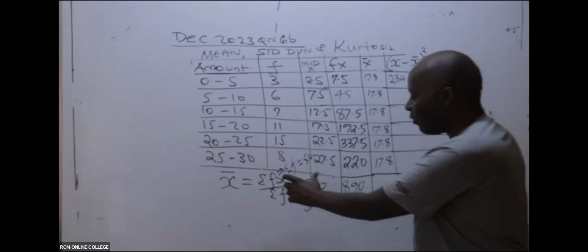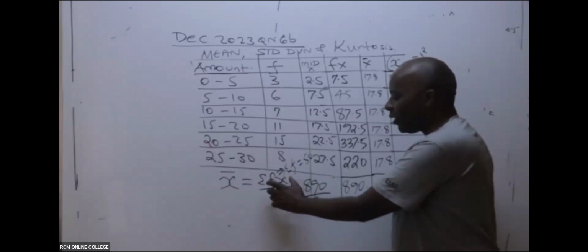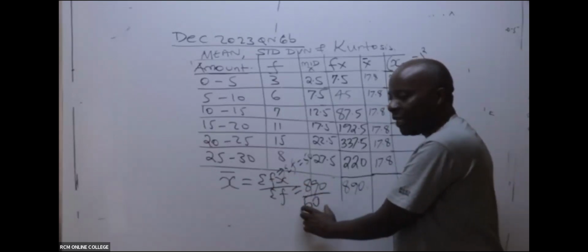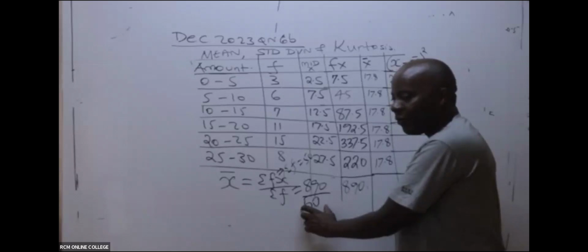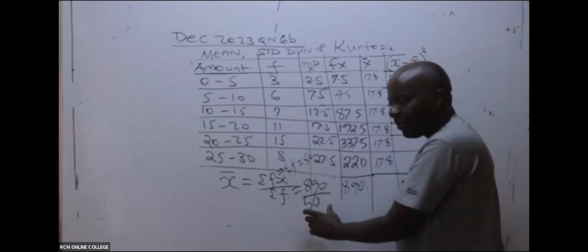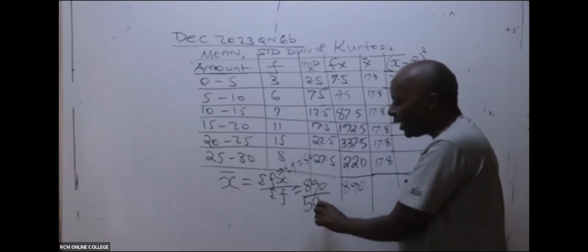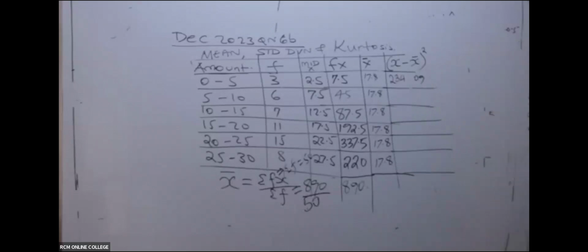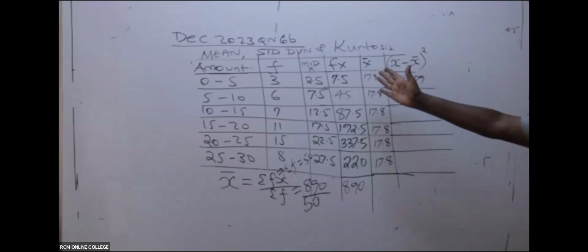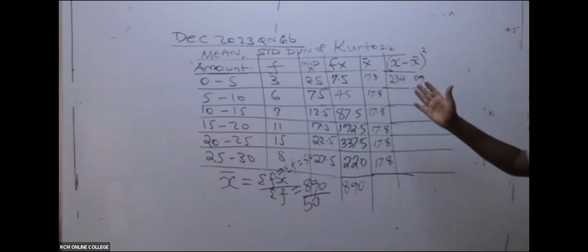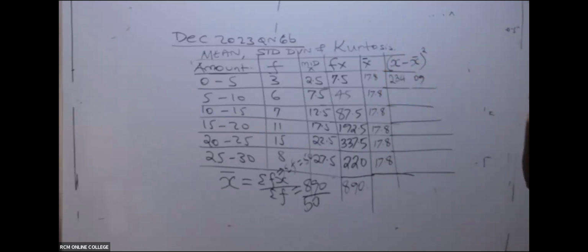Because remember, we said it's sum of fx over sum of f. Sum of fx is 890. Sum of f is 50. This 50 here. Please remember. So then can you kindly give me the mean there? 890 divided by 50. Sorry for that. What are we getting here? Oh. So the students gave me the right answer for the mean.